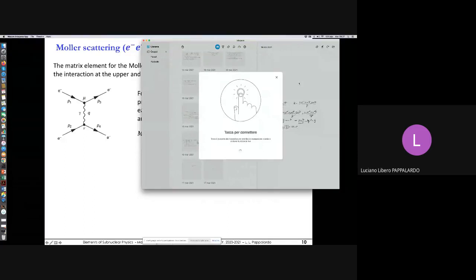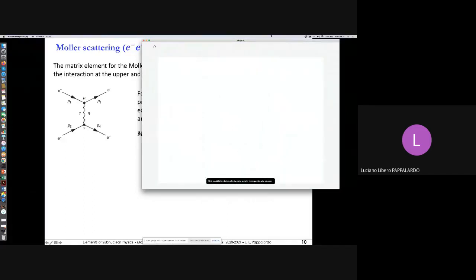Okay, can you see the whiteboard? Yes. Okay, so let me draw again the Feynman diagram for the Møller scattering. So we have an incoming electron, an outgoing electron.